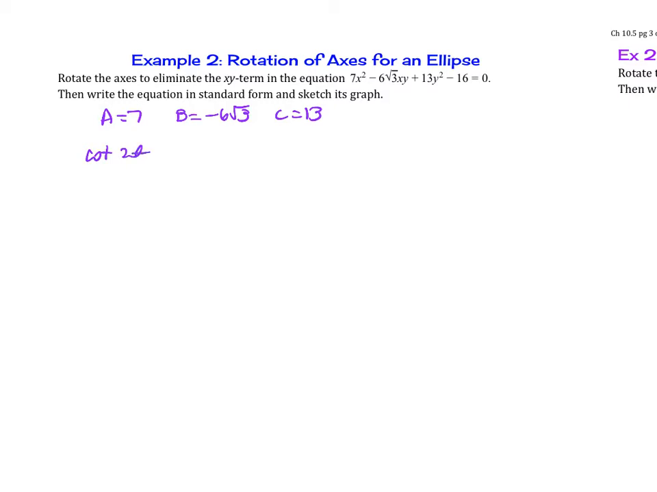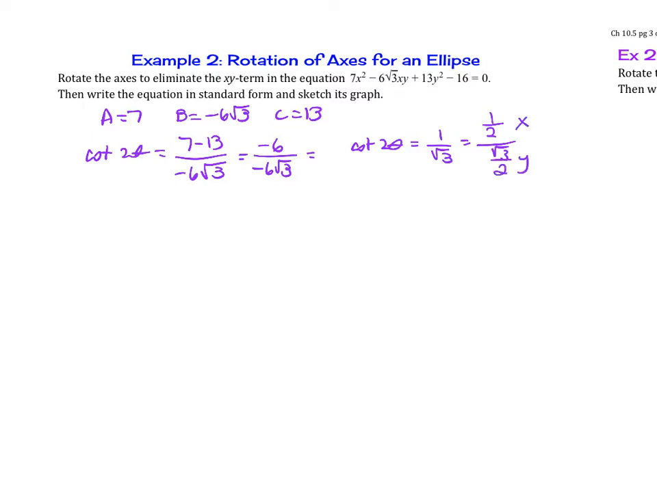Therefore, cotangent of 2 theta is (a minus c) over b, so 7 minus 13 over negative 6 root 3. So 7 minus 13 is negative 6 over negative 6 root 3. So therefore, we're looking at cotangent of 2 theta. When does that equal positive 1 over square root of 3? So again, remember this is x over y. And then just to go over a little bit more, remember that's 1 over 2 over root 3 over 2. So when does x equal a half, and when does y equal root 3 over 2? So that is when we're looking at pi over 3.